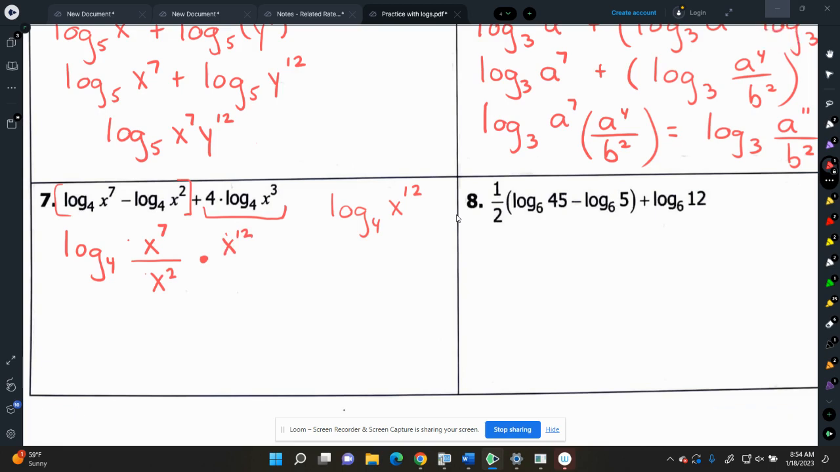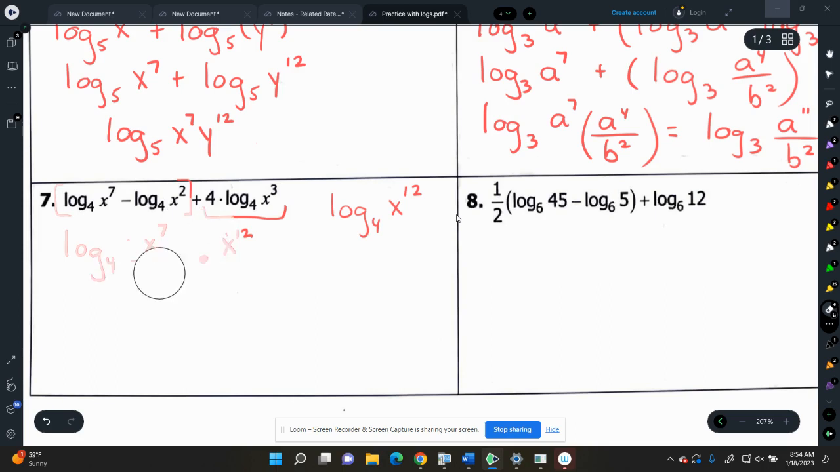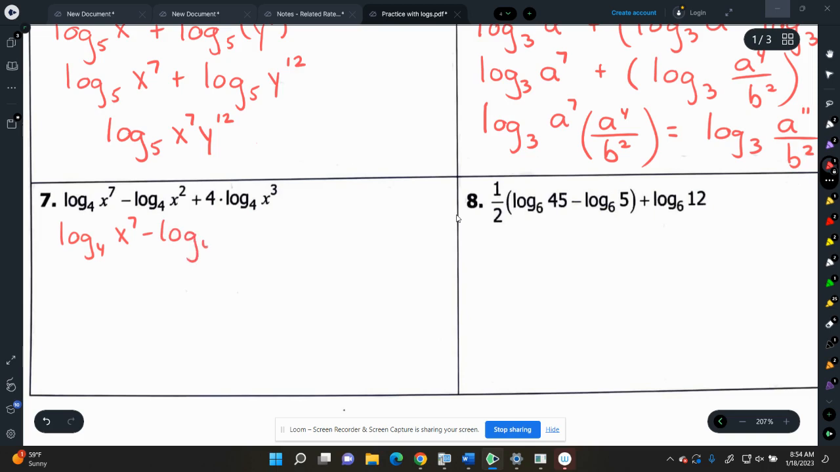Okay, let me do that one again a little bit better. I didn't do a good job on that one because I was thinking through it while I was doing it. Okay, so let me rewrite this. Log base 4 of x to the 7 minus log base 4 of x squared plus log base 4 of x to the third to the fourth. This x to the third to the fourth is going to be x to the 12.